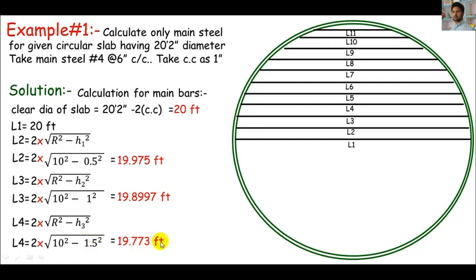I think calculating all of these will take a lot of time. So I can say just do the same method for all of these, L5, L6. What will be the height? It means H4. It is just the distance between L1 and L5. H5, H6, H7, H8, and so on. So do the calculations by yourself. You must get these values.